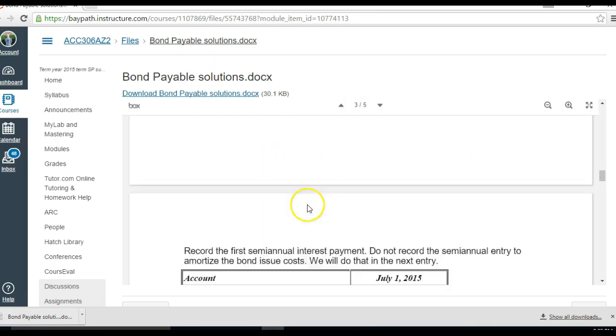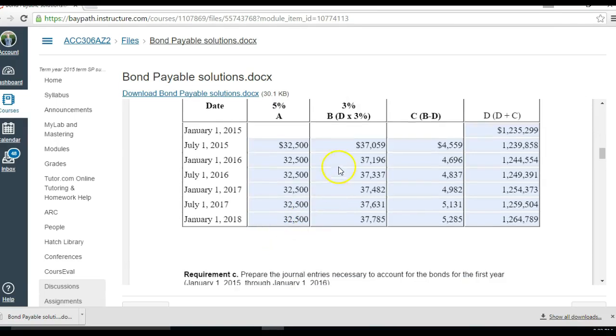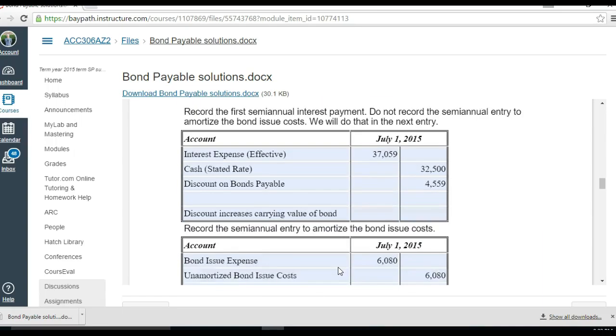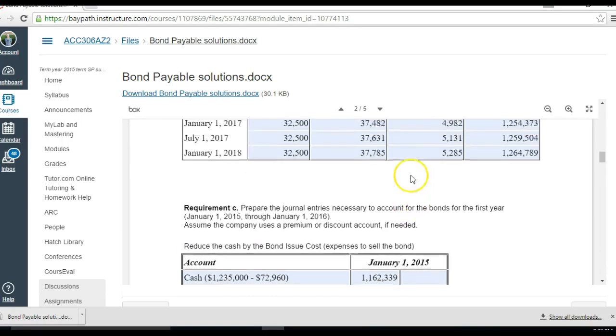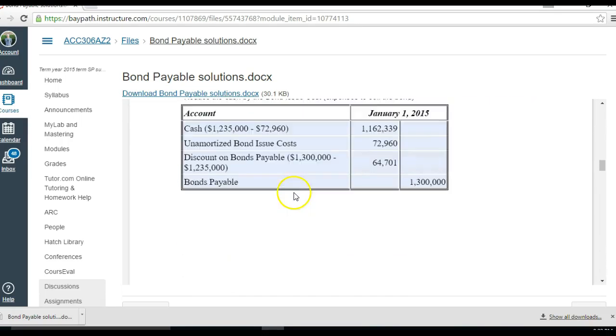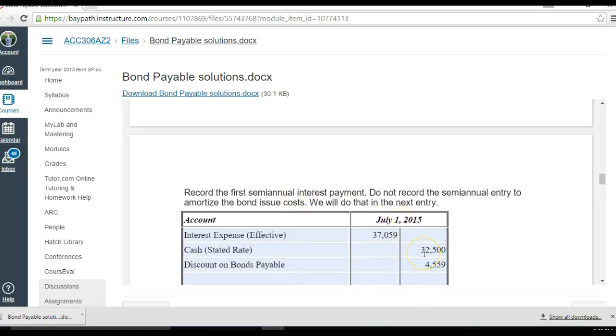So, the first interest payment is right in your schedule, $37,059 is your first interest payment. But that's the interest we are recording as the effective interest. That's not the actual payment. The actual payment is the $32,500, which is the coupon rate. That is the amount we are giving to the bondholder. So we're crediting cash. We're physically giving them $32,500, which represents 5% coupon on the $1,300,000 divided by 2.